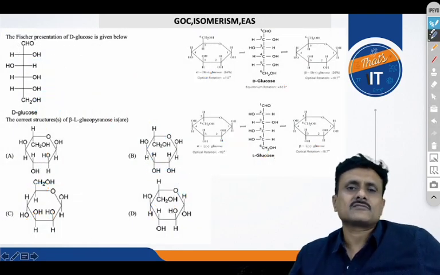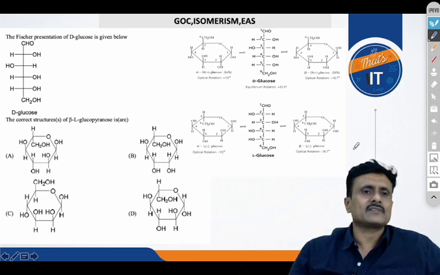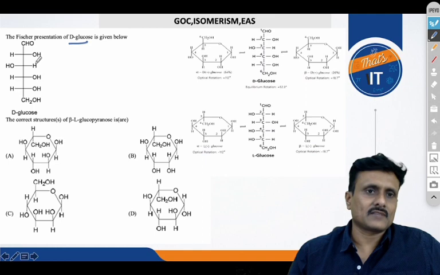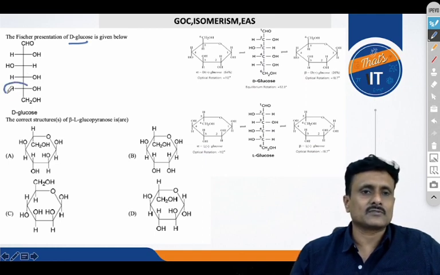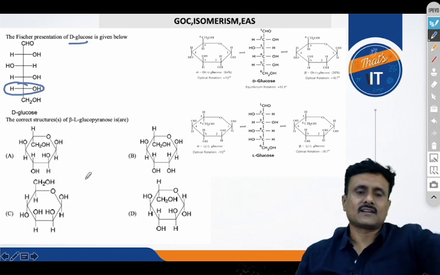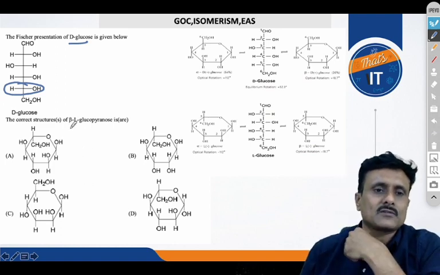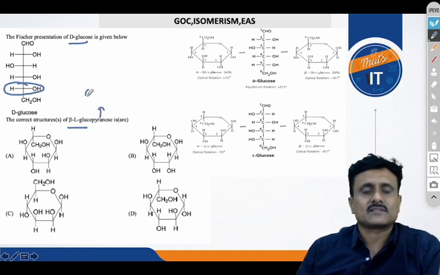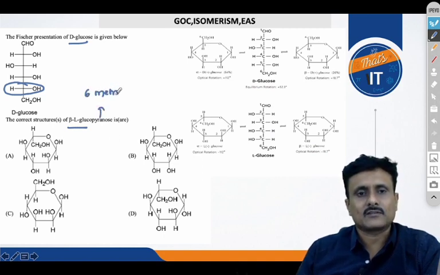Next question is straightforward. You can see the Fischer projection of D-glucose is given. We all know that D-glucose is based on usually this configuration. It's matching with D-glyceraldehyde, isn't it? Now you have been asked to find the beta L glucopyranose, that means 6-membered ring structures, right? The Haworth projection formula, 6-membered ring structures.